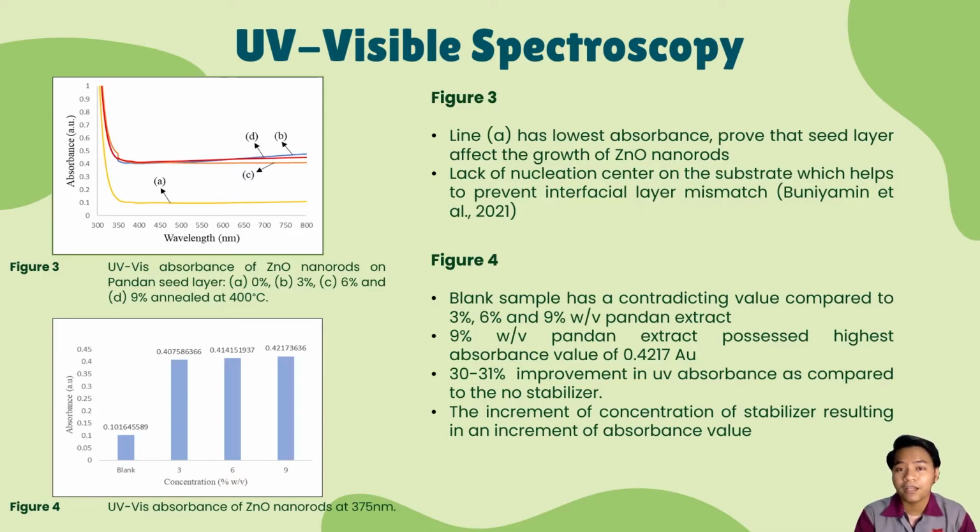In order to compare the absorbance at a wavelength of 375 nanometer, which is the zinc oxide excitation wavelength, figure 4 was plotted, where it can be seen that the blank sample has a contrasting value compared to 3, 6, and 9% weight per volume Pandan extract. 9% weight per volume Pandan extract possesses the highest absorbance value of 0.4217 arbitrary unit. The presence of Pandan as the stabilizer in the seed layer showed about 30 to 31% improvement in UV absorbance as compared to no stabilizer. Therefore, it can be concluded that an increment in the concentration of stabilizer results in an increment of absorbance value.